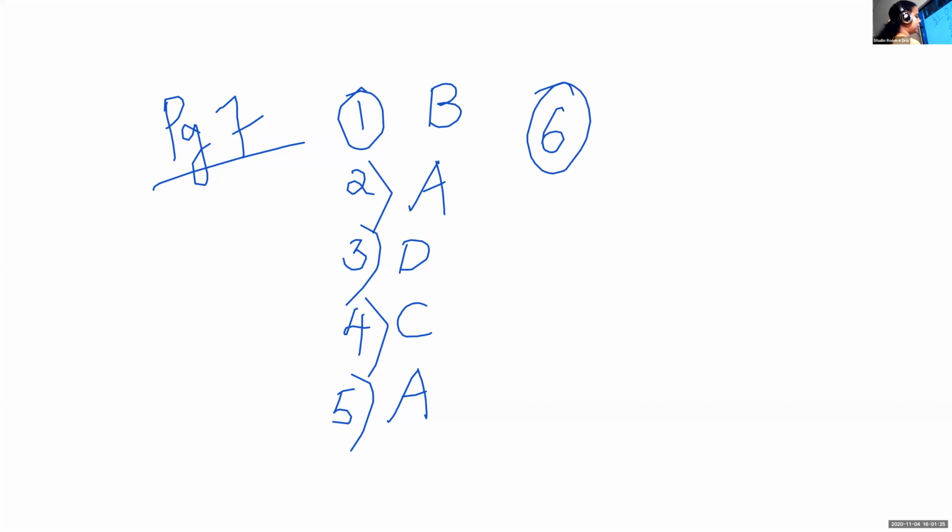See, numerator and denominator of the second one. So, which option is correct? 2 into 5 and 3 into 4. Which is that option? C. Very good, very good. C.